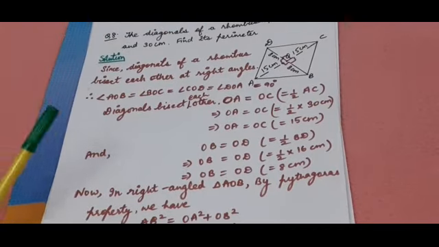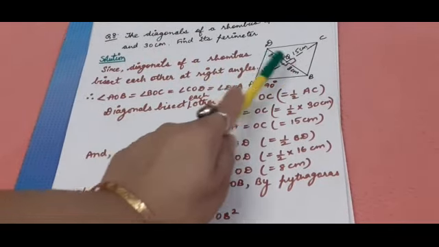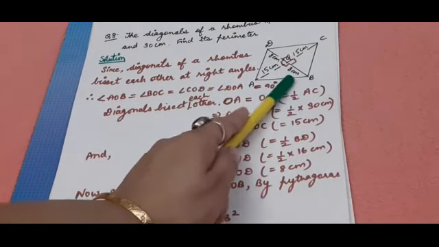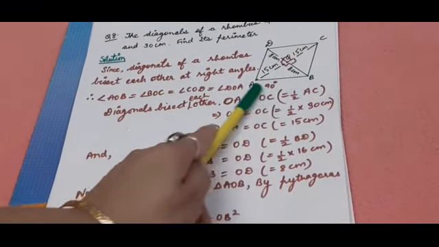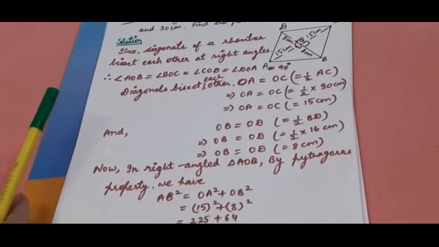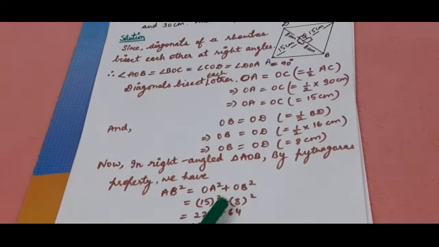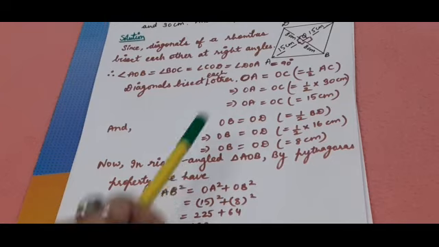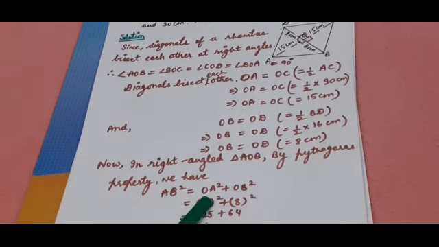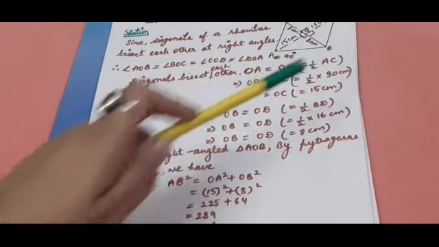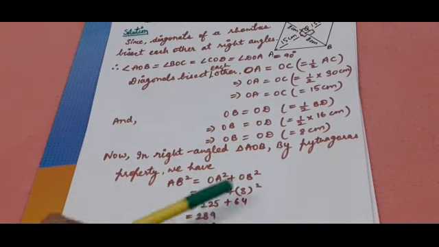Now look at the triangle AOB. In this AOB, the side opposite to the right angle is side AB. So this AB is the hypotenuse of the triangle AOB. Now consider the right angle triangle AOB. By Pythagoras property we have h square. H means hypotenuse, so hypotenuse AB square is equal to perpendicular square OA square plus base square OB square. Now the value of OA is 15 and OB is 8. So put the value here, 15 square plus 8 square.